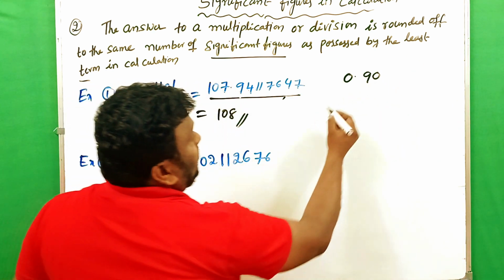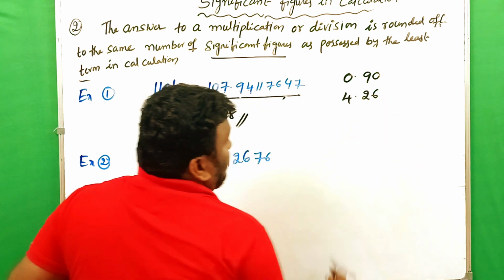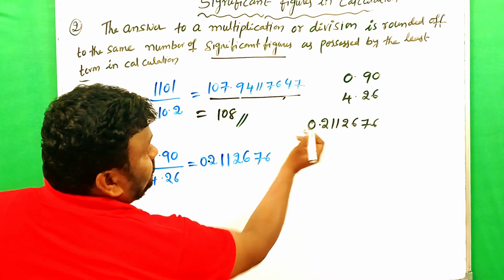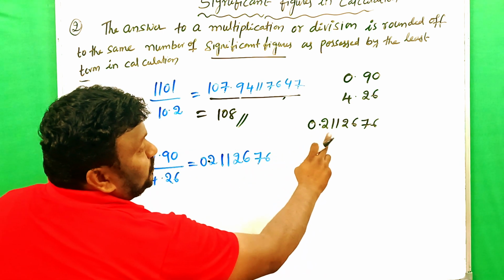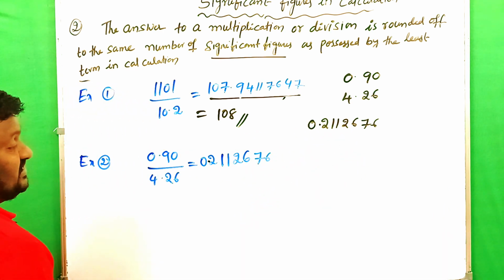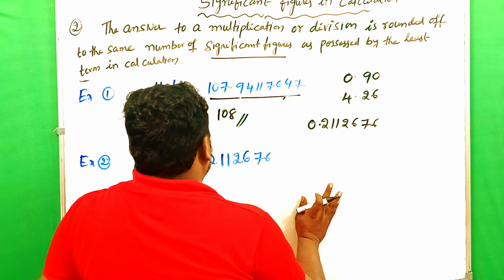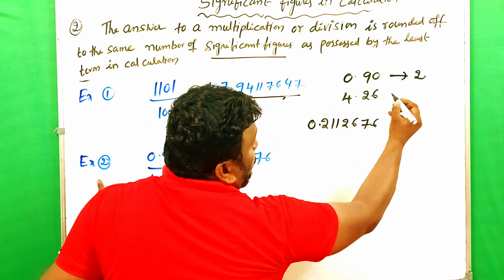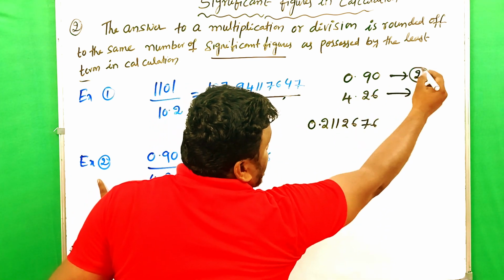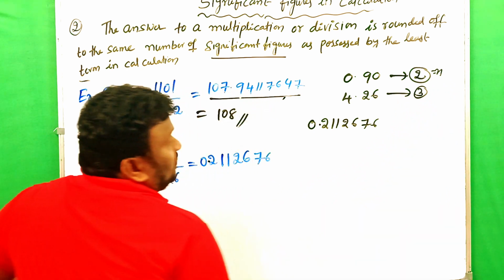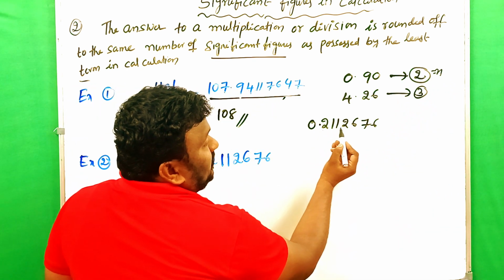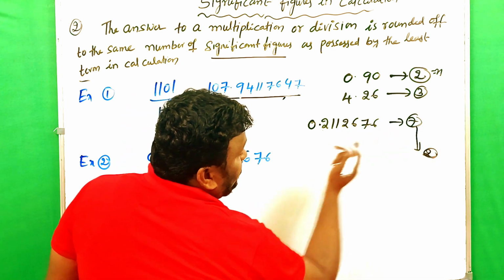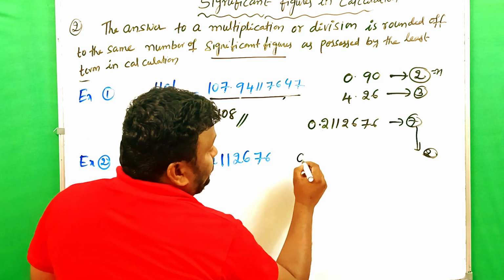0.90 divided by 4.26, it's 0.2112676, that is the answer here. 0.90 has 2 significant figures and 4.26 has 3 significant figures. So the n value is now 2. And this is how many here? 1, 2, 3, 4, 5, 6, 7 there. Again, that is rounded to 2 significant figures. Let's see how it is possible.